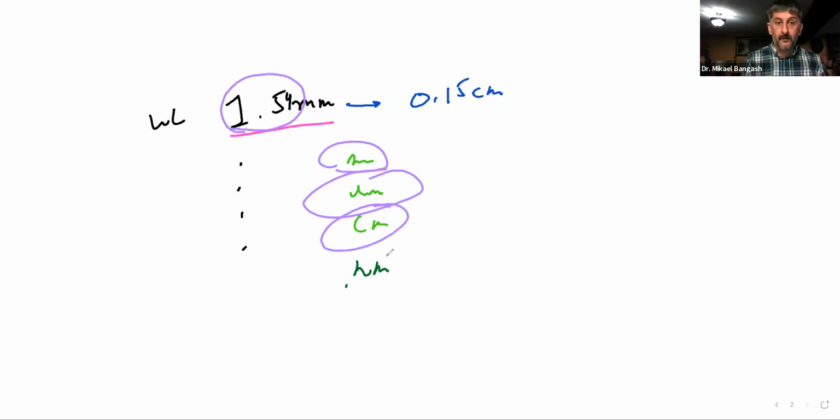Clear? So you can say 1.54 millimeters is going to be equal to 0.154 centimeters.